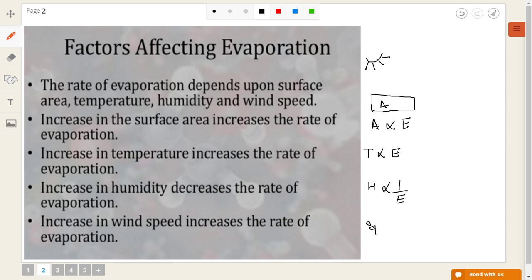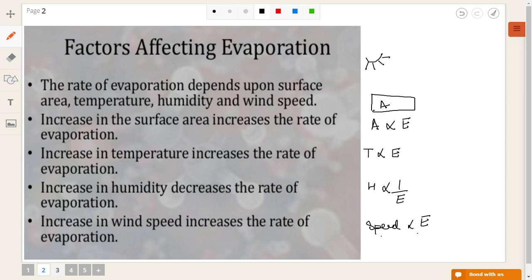The speed of wind is directly proportional to the evaporation rate, because with a greater speed the moisture from anything, like from cloth if you're drying cloth, is going to move away faster. That is why we say that wind speed is directly proportional to the rate of evaporation.